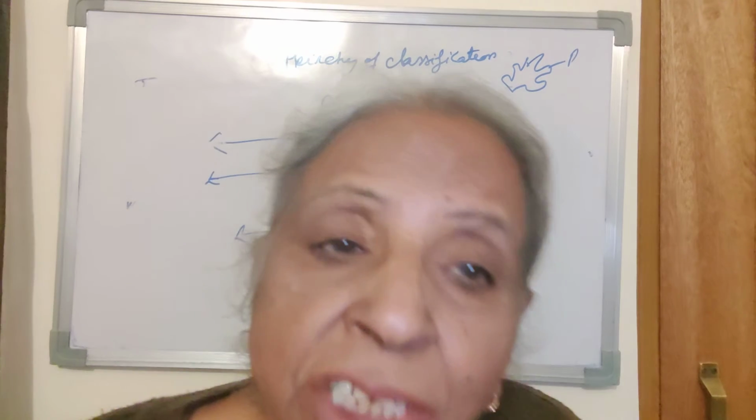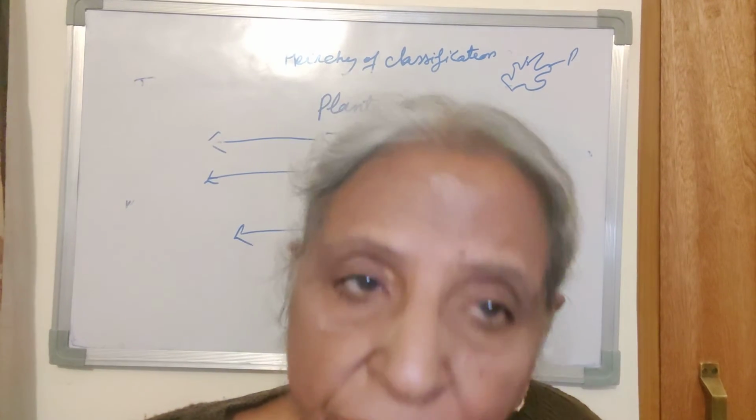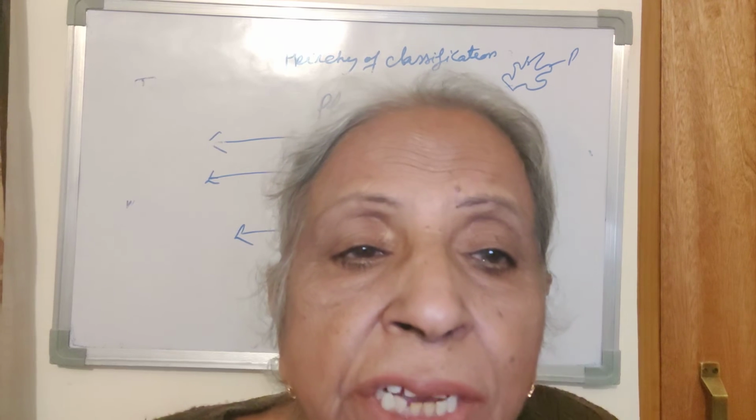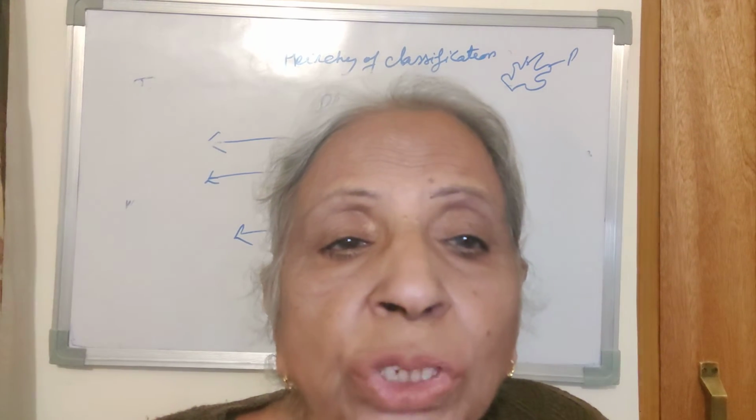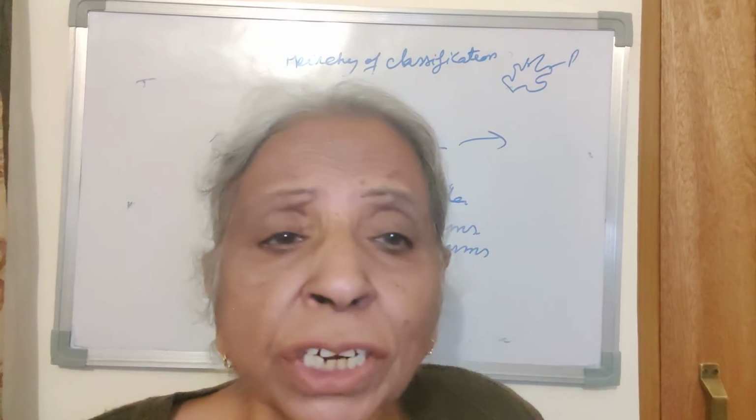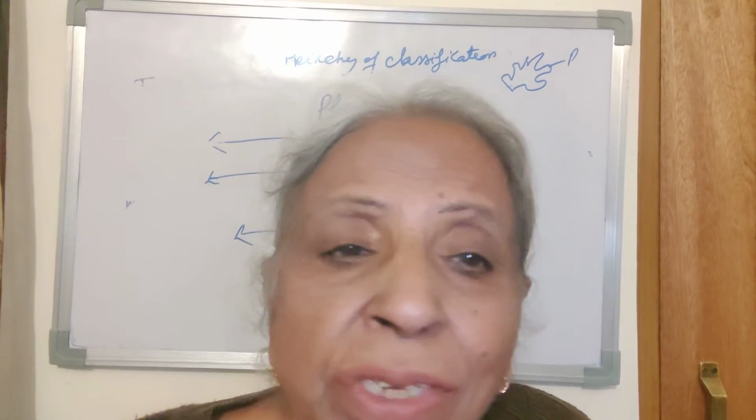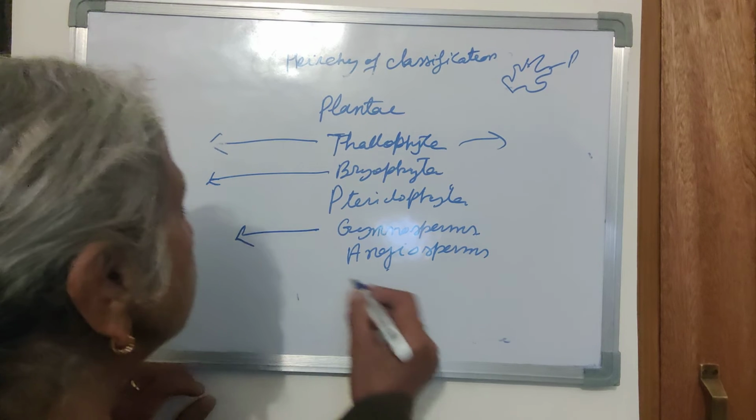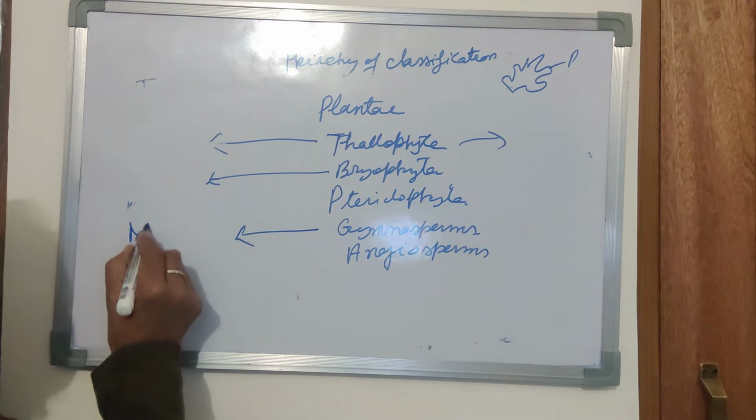In this case, seeds are formed. Reproductive organs are present and they form the seeds. But seeds are naked. They are not enclosed in the fruit. Until seeds are there, fruits are not formed. Ovary is not present. So these are called Gymnosperms, because naked seeds are there.